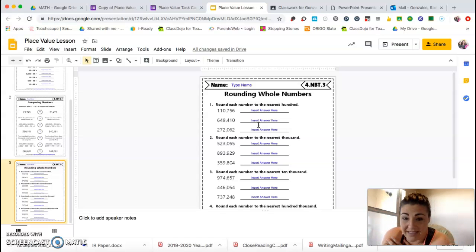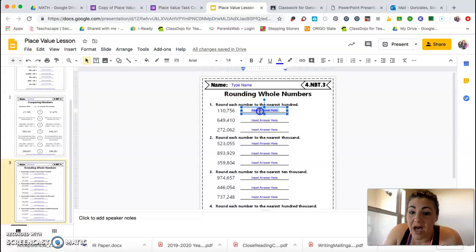You're rounding, guys. So for the first one, 110,756. I need to pay attention. I'm rounding to the nearest 100. Well, what's in the hundreds place? The 7. I look to the next smallest place value to tell me whether I'm going to round up or round down. So 4 or less, you round down. 5 or more, you round up. Okay? So this one has a 5 in the tens place, so I'm going to round up, which means I'm going to round to the next hundreds place.